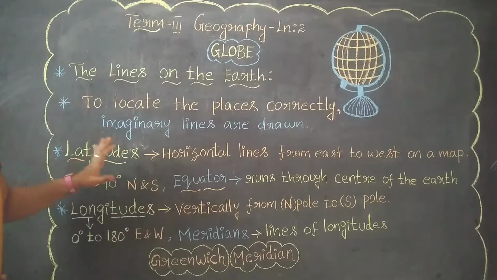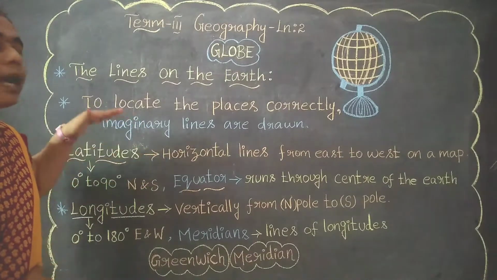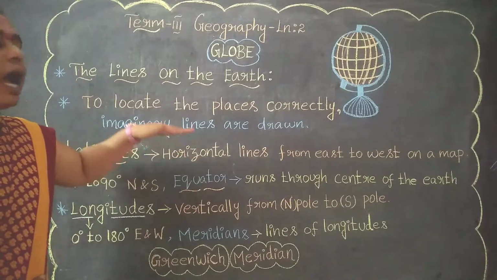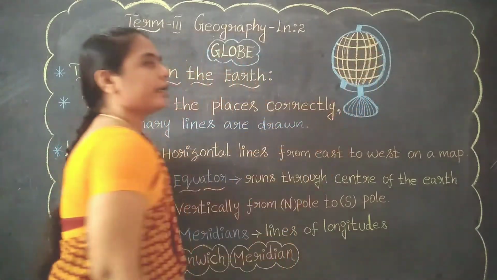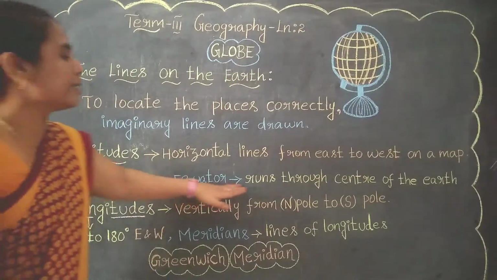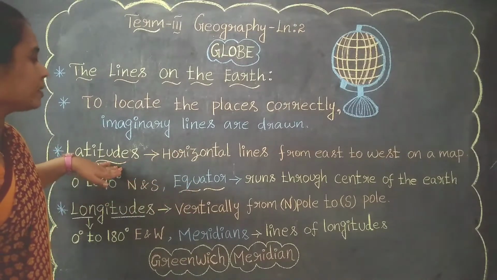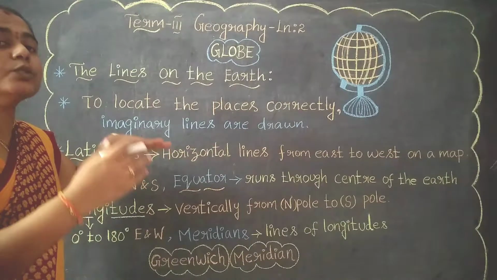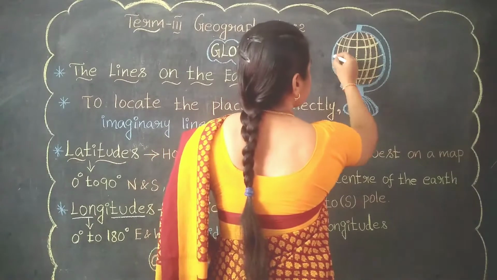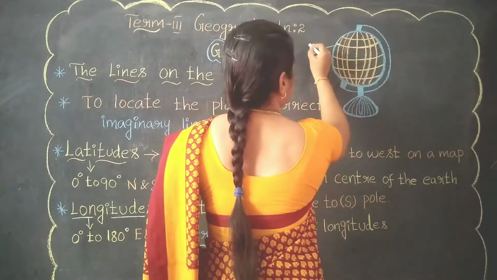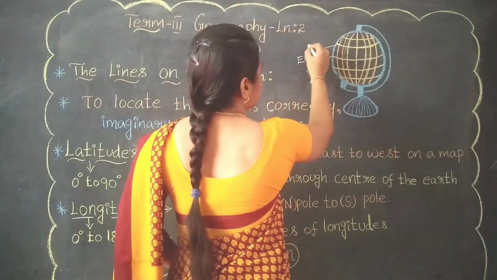So let's see about this deeply. First one is latitudes. Latitudes are the imaginary lines which run horizontally. The one which runs through the center of the earth is known as the equator. So among the latitudes, the imaginary line which runs through the center of the earth is the equator line. That is the middle line, the equator, and these other lines are the latitudes.